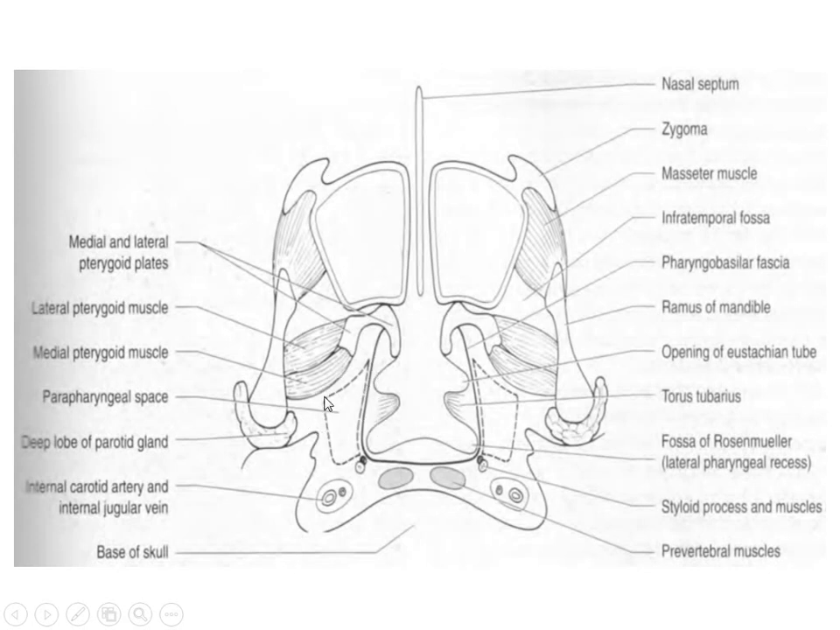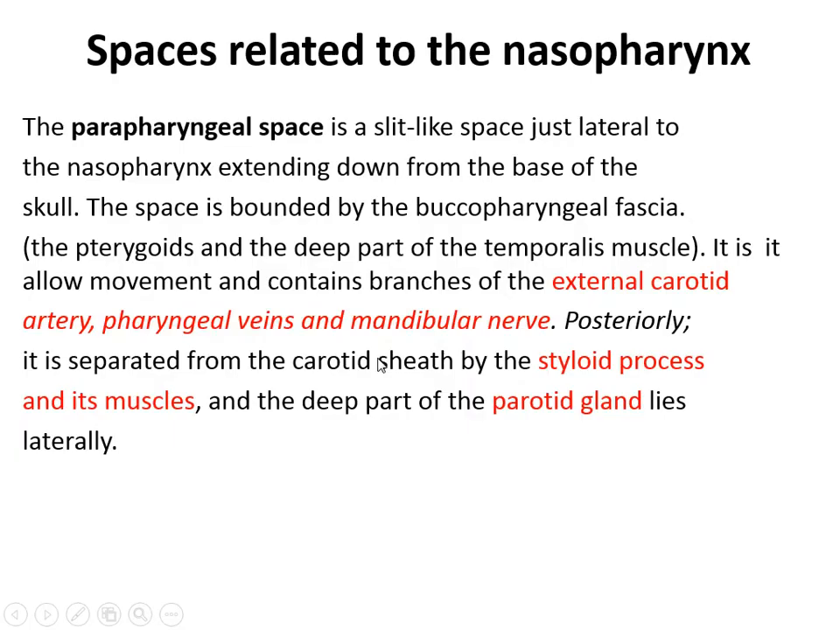This parapharyngeal space, lateral to the nasopharynx, is important. Normally it is filled with fat. It contains the external carotid artery, the pharyngeal vein, and the mandibular vein, but mainly it contains fat.